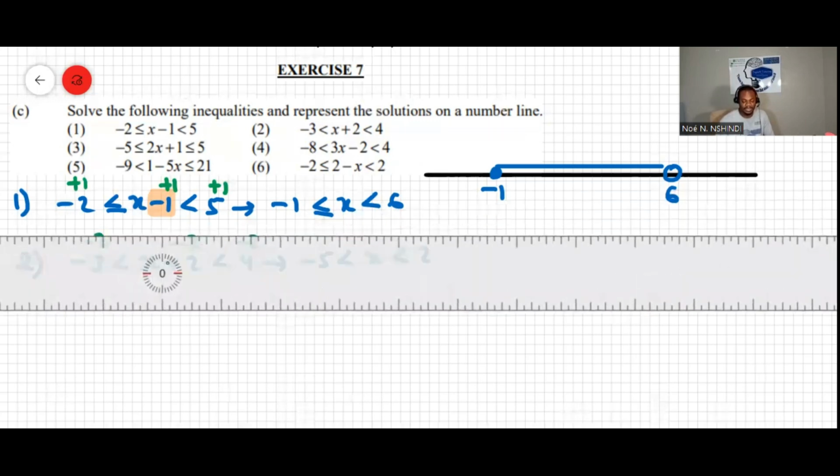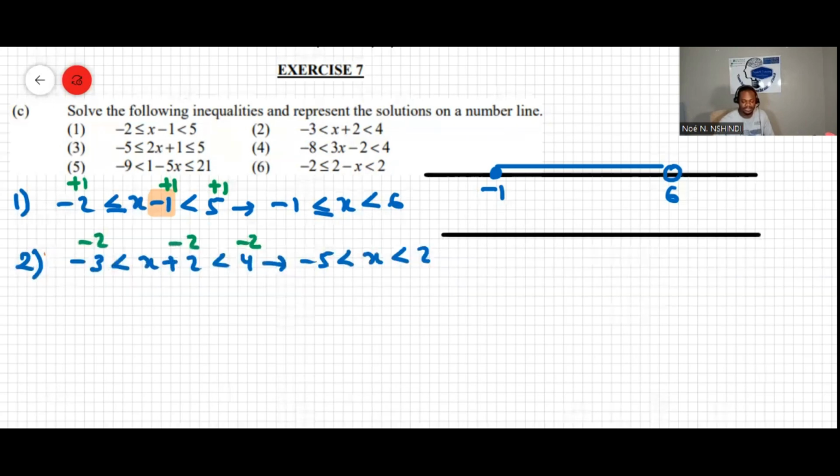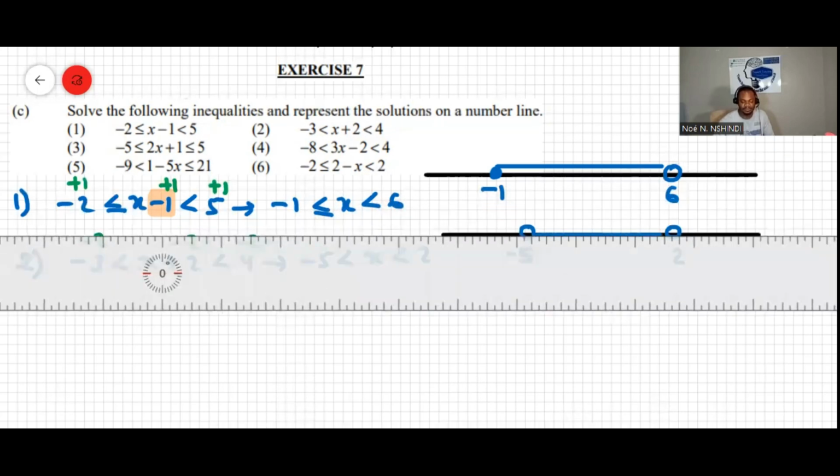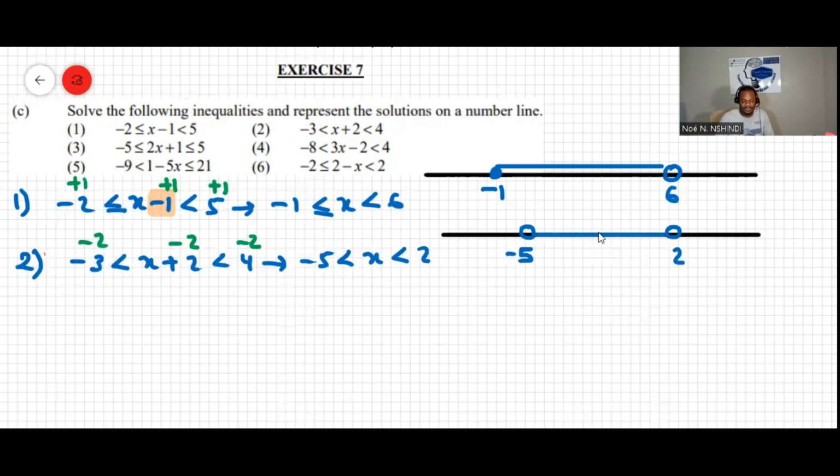Now I can draw my number line. Let's say the number line is this one, and then I can just take my interval, -5 and 2. So this line is between -5 and 2.